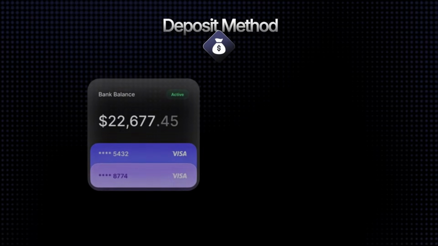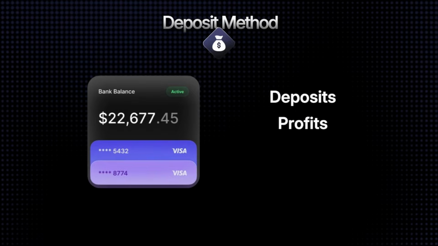From there on out, it's going to more than likely ask you for your deposit method. So you're going to need a bank account for these deposits and for your profits and for your revenue to be paid out to. So you will link either a personal or a business account. It's completely up to you.